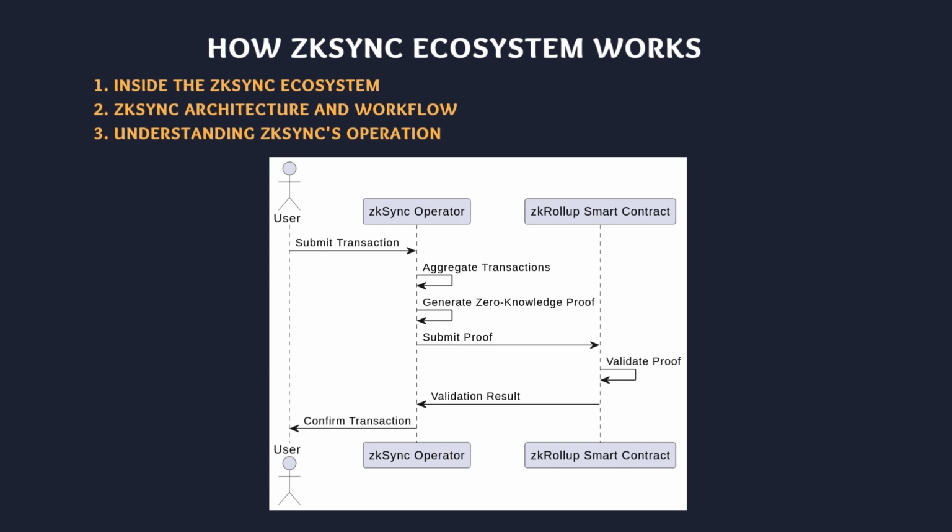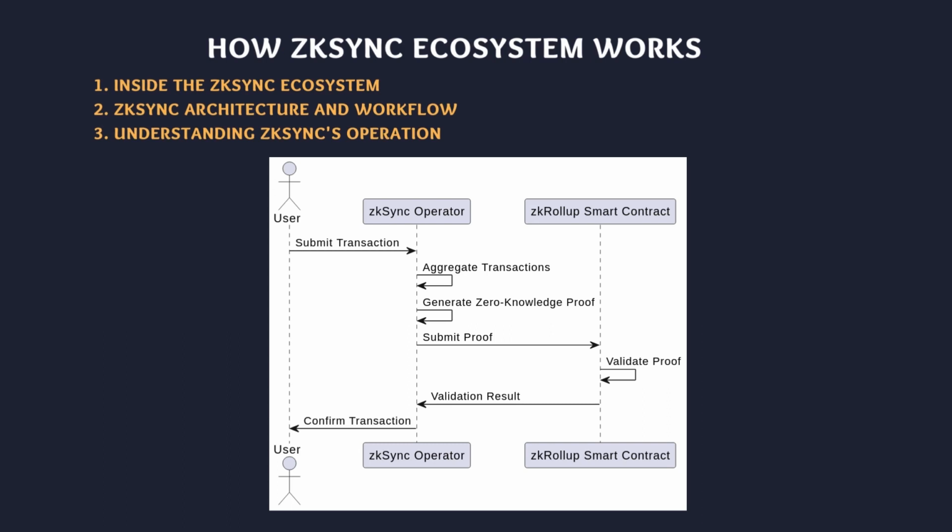2. Off-chain aggregation. The zkSync operator aggregates multiple transactions into a single batch off-chain. This significantly reduces the number of transactions that need to be processed on-chain. 3. Zero-knowledge proof generation. For each batch of transactions, the zkSync operator generates a zero-knowledge proof that verifies the validity of all transactions in the batch without revealing the transaction details.